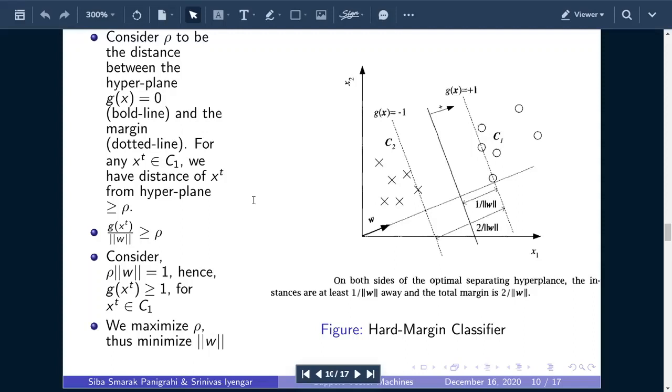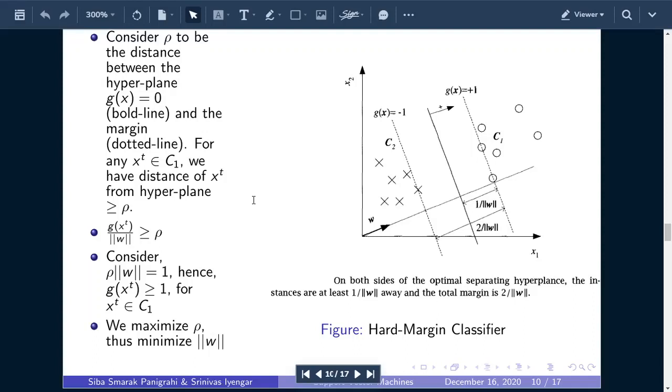Two points are covered. Now, what is our aim as of now? That we have to maximize this rho. Why maximize rho? Because rho is the distance between the hyperplane and margin, and we are trying to maximize that. Since rho can be any real number, we are doing a simple trick here. Let's say rho into mod of w equals 1.